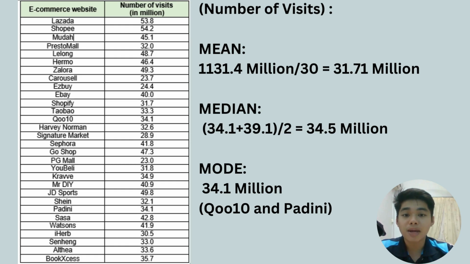After that, we get the median. We arrange the data set in ascending order, and then take the average of the numbers in the middle, which are number 15 and number 16: 34.1 million plus 39.1 million divided by 2, and we get the median, which is 34.5 million. Lastly is the mode, which is the value that appears the most in the data set. The mode is 34.1 million, which is QOO10 and also Padini.